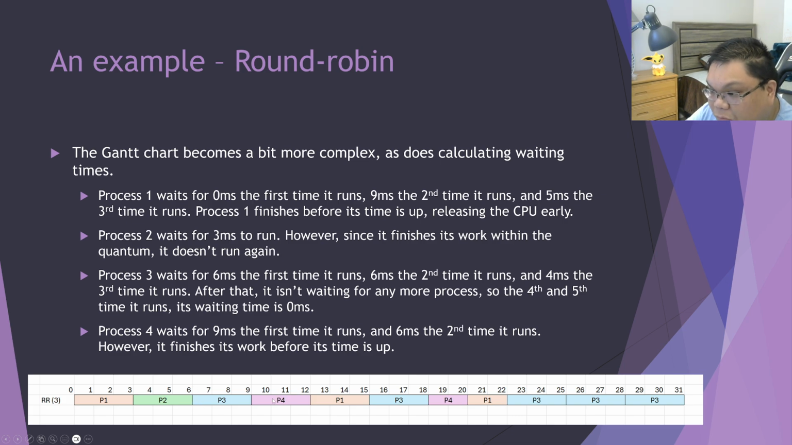For the second time, that is also another 6 milliseconds of waiting time, because it has to wait for processes 4 and 1. The third time it waits, it has to wait for 4 milliseconds because P4 and P1 finished early. And after that, process 3 can just keep on running and running and running uninterrupted. So that is 6, 6, and 4 milliseconds of waiting time.